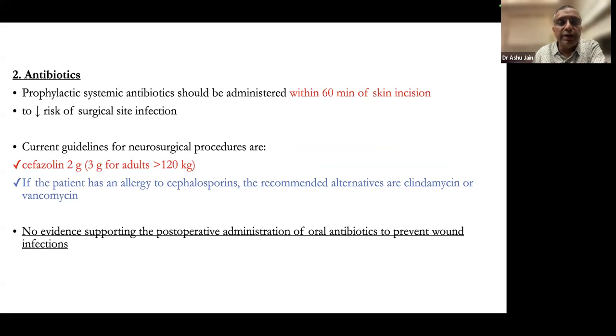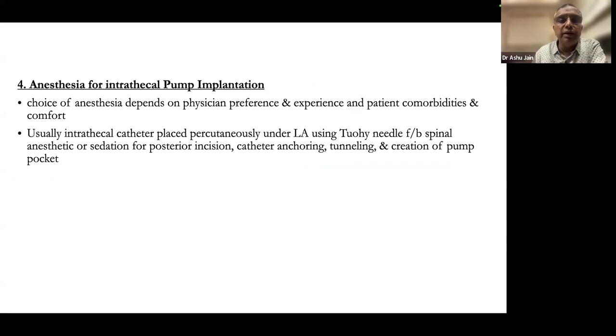Then there is prophylactic antibiotics, as standard cefazolin 2 gram or 3 gram if more than 120 kg, and in follow up we can give 3 to 5 days of antibiotics orally. Anesthesia for the trial is no anesthesia, but for implantation usually it is done under general anesthesia.